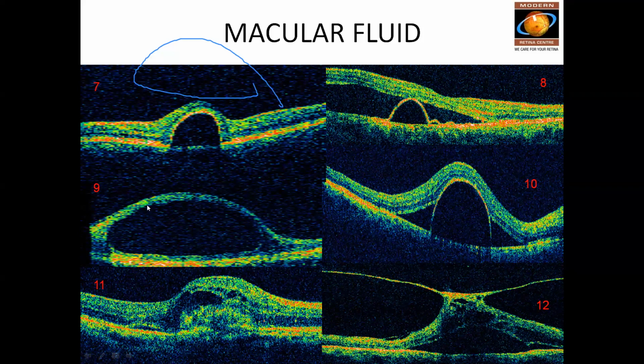So number 9, as I said earlier, is a large cystic space without any retinal tissue or RPE, and it is intraretinal. So this is basically a degenerative cyst. Number 9 is a degenerative cyst.